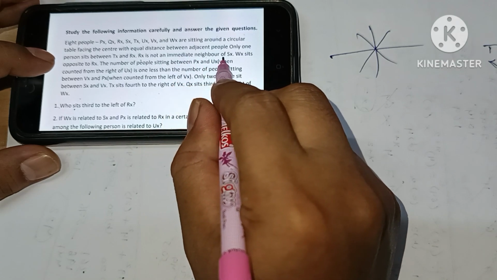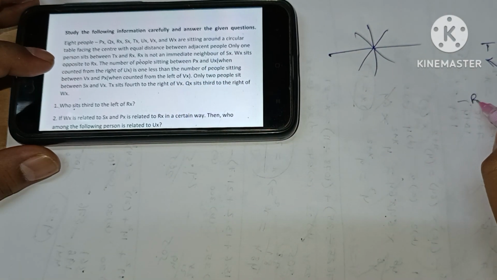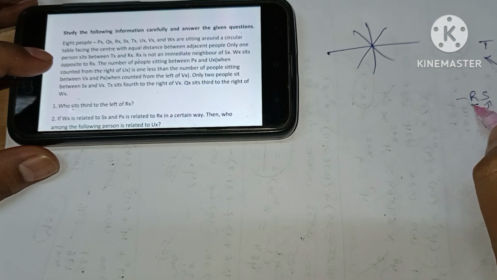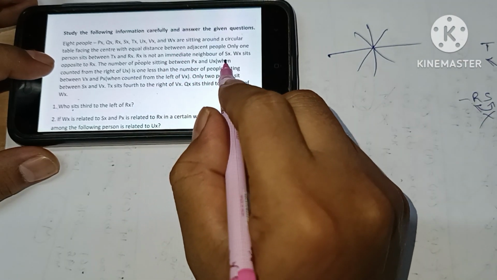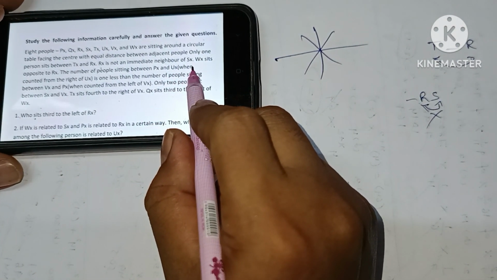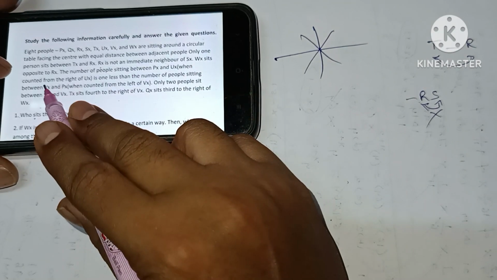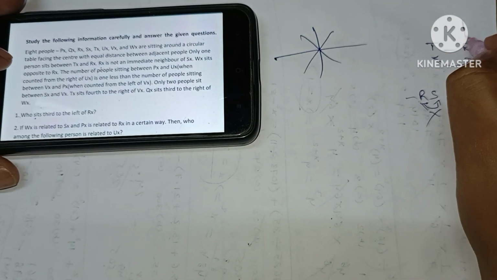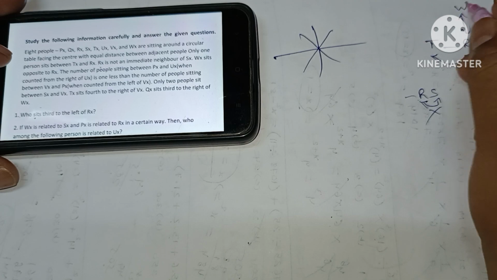R is not an immediate neighbor of S. R and S are not immediate neighbors. Okay. Next one is, W sits opposite to R.